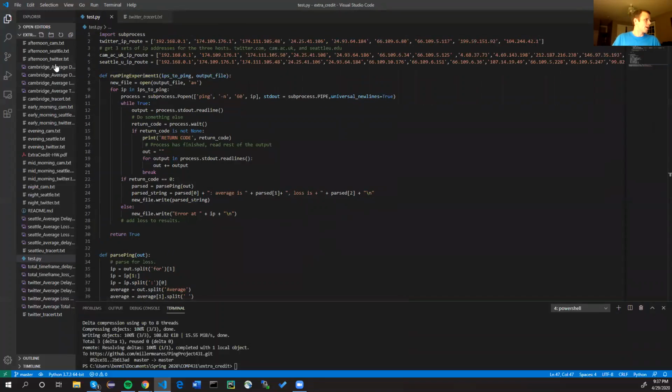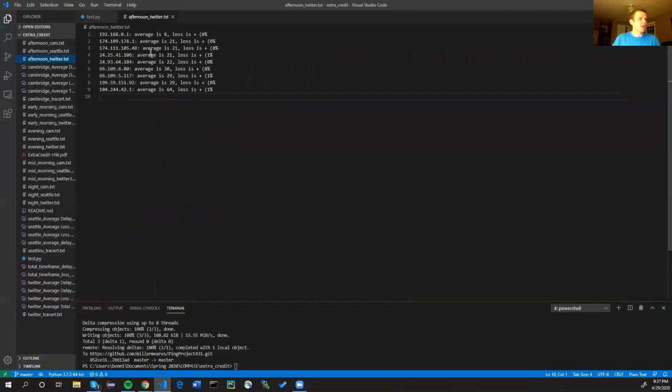And then the next and last thing, so I guess I'll just show you here's my example output file from one of the ping trials. This is the afternoon Twitter, so you can see the ping, the average, and the loss percent. So it's not beautifully formatted, but it's good enough.